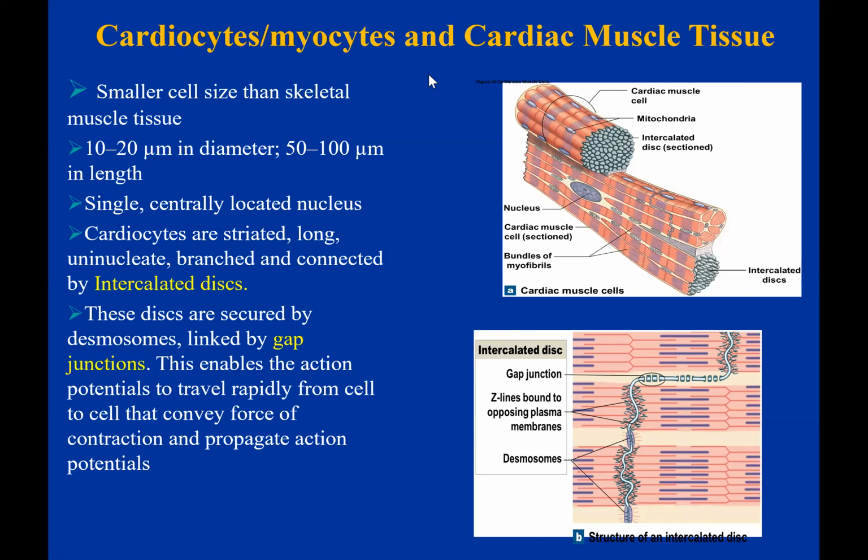These cells are much smaller than skeletal muscle cells. They are about 10 microns in diameter and 15 microns in length. They are branched, uninucleate, striated. They are called cardiocytes. The most important feature is the intercalated disc, where there are gap junctions that can share the sodium ions during the action potential. And because of that, the whole heart can beat in sync.